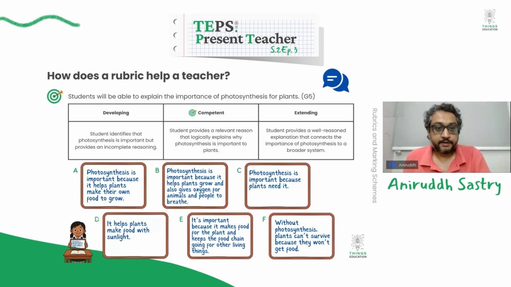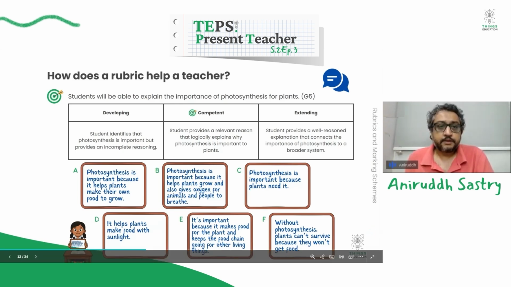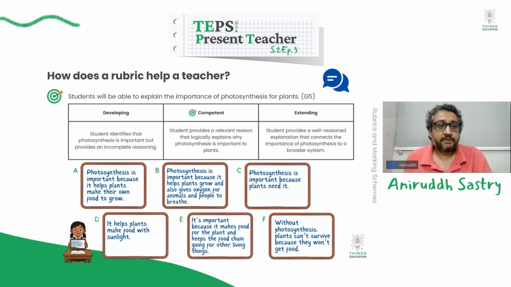Okay, A is competent. Great. Someone is saying that C is vague. That's why. I think we are pretty accurate in our comments here. So yes, when we say developing, we have to read that students identify that photosynthesis is important, but they cannot provide a very good reason for it, or an incomplete reason for it. So if you look at student C, they say that photosynthesis is important because plants need it. Great, that's a reason, but it's not a complete reason.